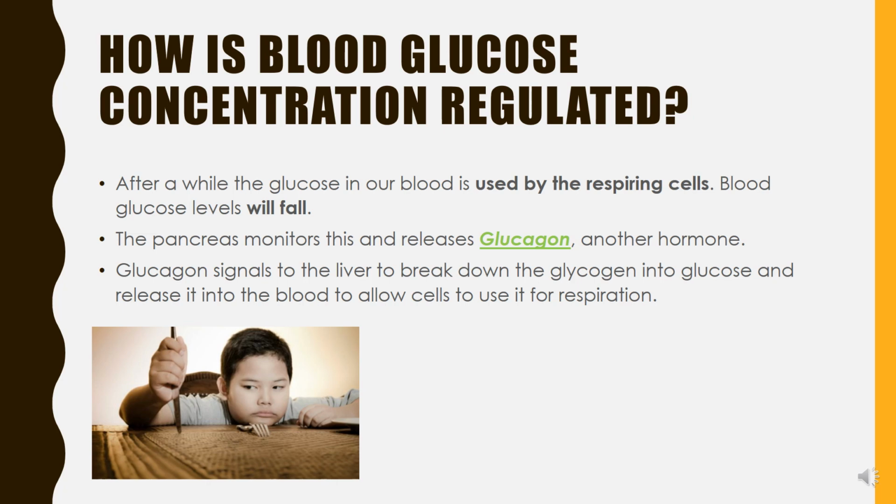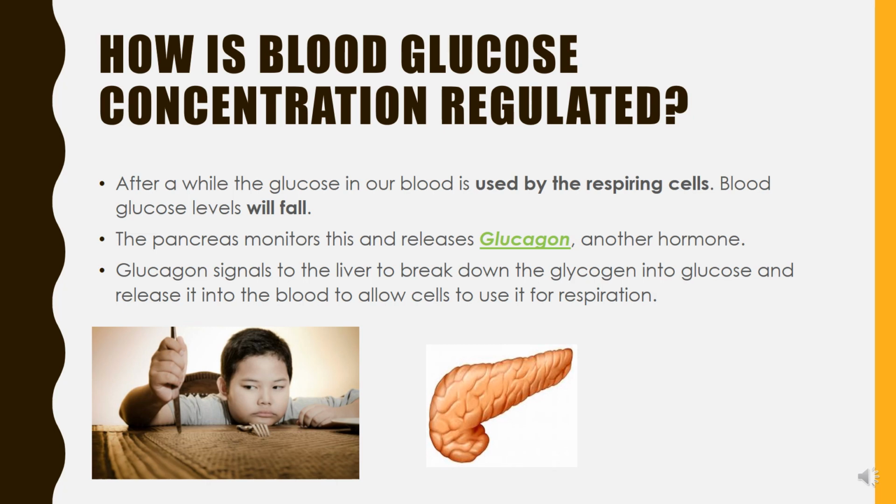After a while, the glucose in our blood is used by the respiring cells. Blood glucose level will therefore fall. The pancreas will monitor this fall and release glucagon, another hormone. Don't get confused between glycogen, which is the storage compound, and glucagon, which is the hormone. Glucagon signals to the liver to break down the glycogen back into glucose and then release it into the blood to allow cells to use it for respiration.